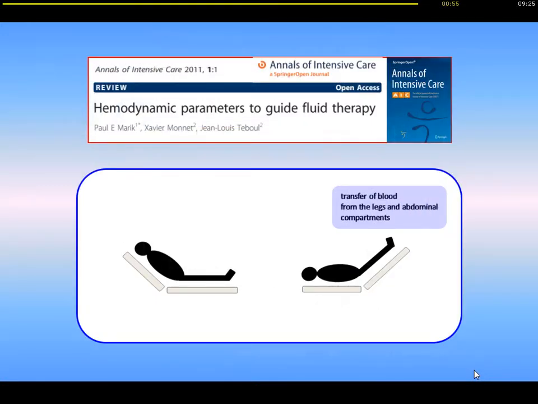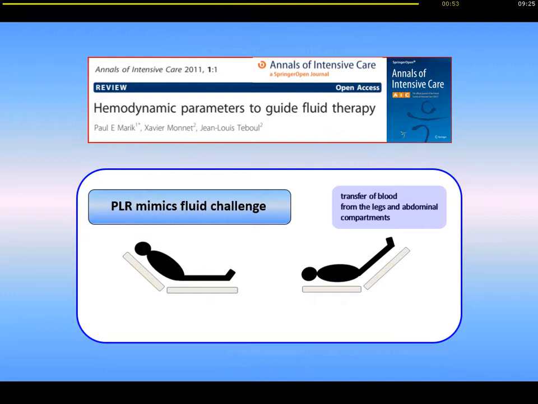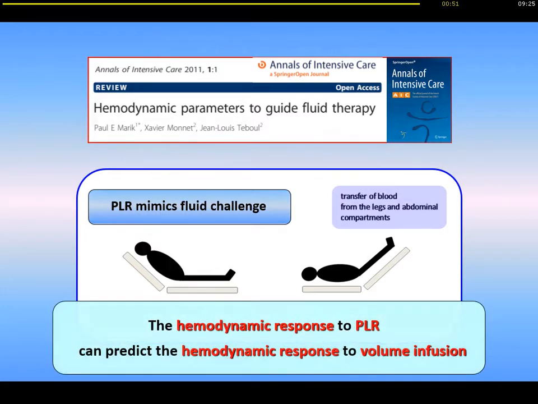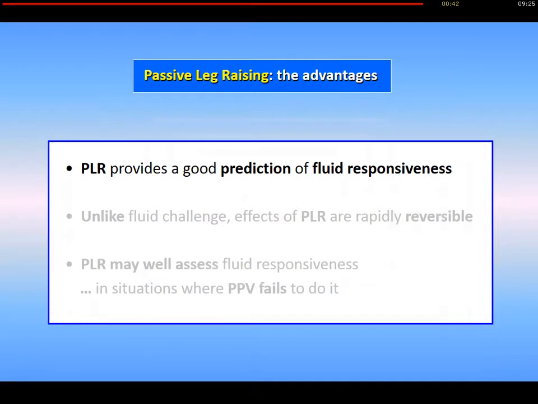This is a preload challenge. And it mimics fluid challenge, and you have to look at the hemodynamic response to this test to predict the hemodynamic response to volume administration. It provides a good prediction of fluid responsiveness.